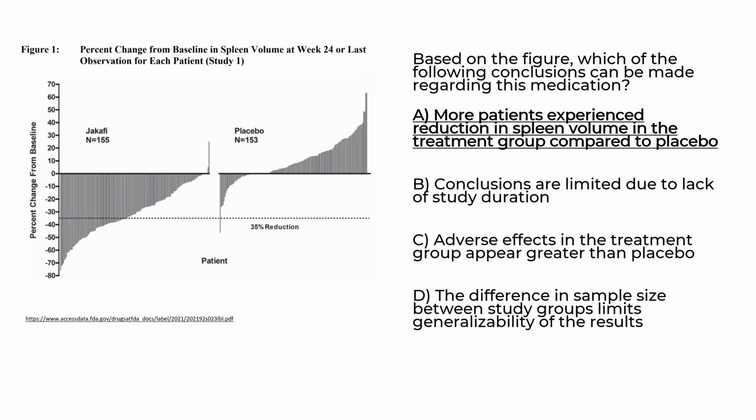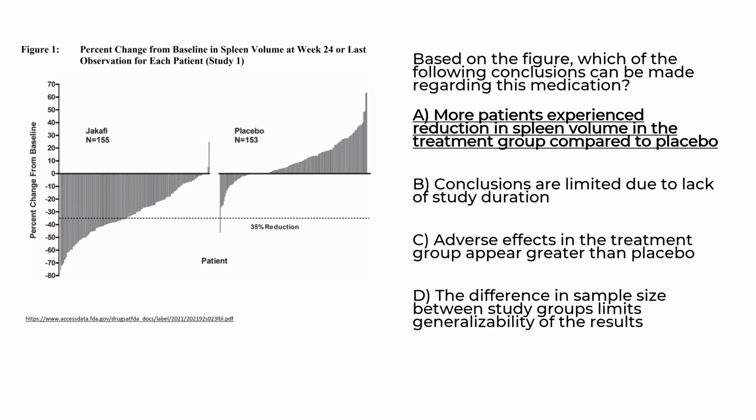And so this is one where you're okay to just kind of eyeball it and see if there's an answer that reasonably fits what you're given here. But most of the time, if you have a graph or a table, you'll have numbers related to significance so that you don't make an incorrect inference based off of information in a picture without significant data here. But A is the most reasonable choice. So more patients experience reduction in spleen volume in the treatment group compared to placebo.